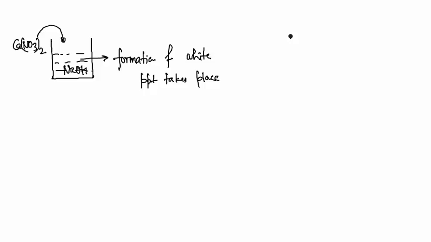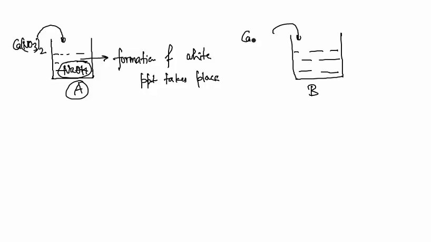Suppose this is your bottle A. If formation of white precipitate takes place, that means it is confirmed that in that bottle sodium hydroxide is there. And if suppose in bottle B you put Ca(NO3)2 and there is no formation of white precipitate, it means it is confirmed that here it is NH4OH.